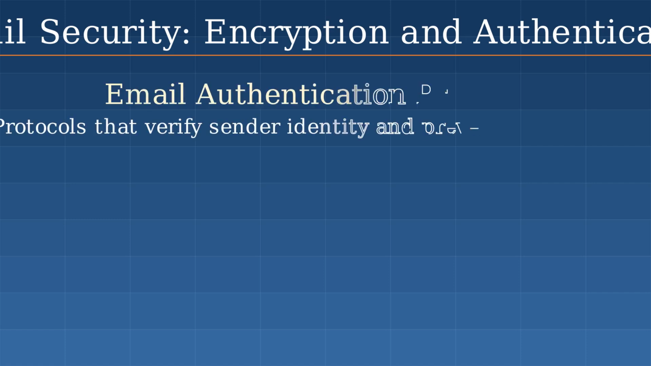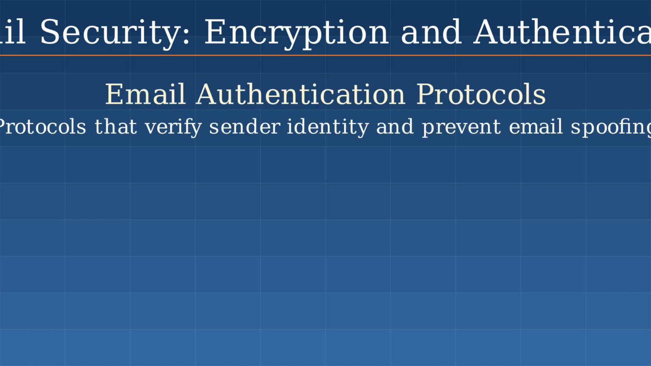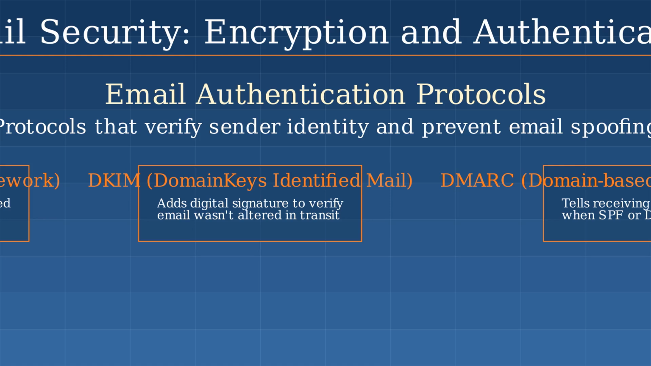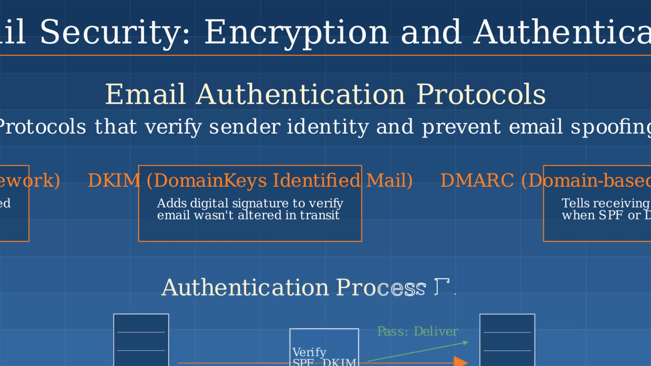Email authentication protocols help verify that emails truly come from the claimed sender and haven't been spoofed. Three main protocols work together to authenticate emails. SPF verifies authorized sending servers, DKIM adds digital signatures to prevent tampering, and DMARC provides policies for handling authentication failures. When an email is sent, the receiving server verifies SPF and DKIM records, then applies DMARC policies to determine whether to deliver, quarantine, or reject the message.